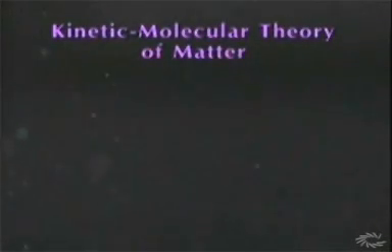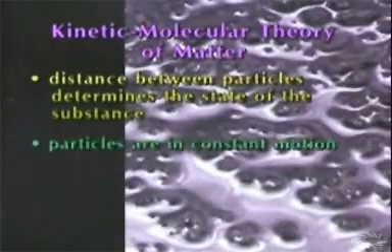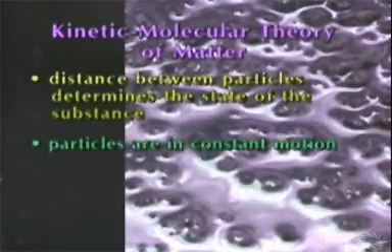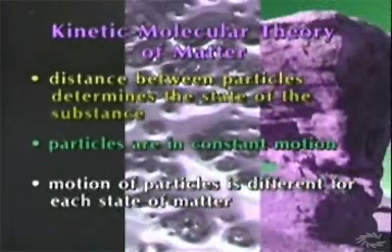First, all matter is composed of small particles, either atoms or molecules. The distance between the particles determines the state of the substance. Second, the particles are in constant motion. And thirdly, this motion is different for the three states of matter.